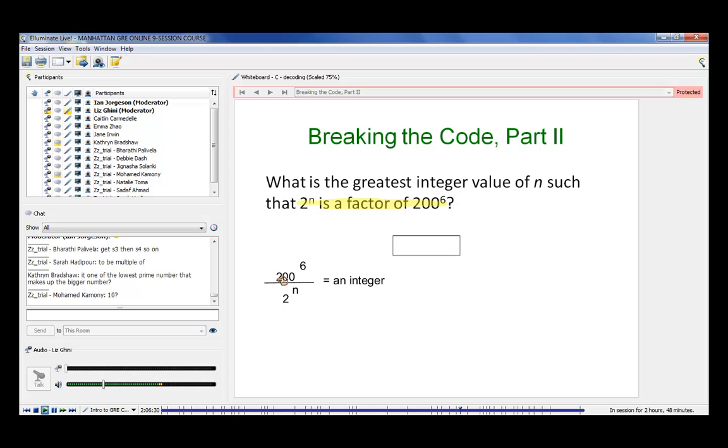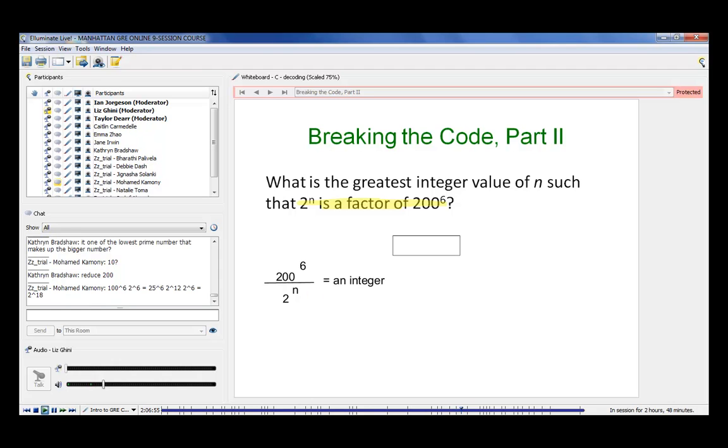I have to think about prime numbers and prime factors. Anybody know? What do I do to figure this out? Anybody have an idea of where to start? Reduce 200. Excellent. I think Catherine knows how. Yeah, I would reduce 200 to see how many times just plain old straight 2 divides it. And then I would worry about the exponents later. Okay? So that would be a great approach.